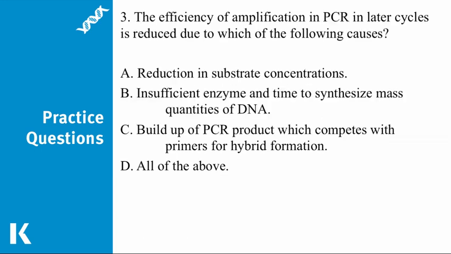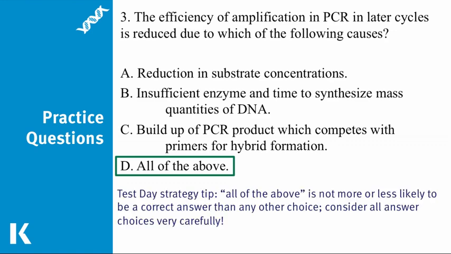The final practice question gives you some experience troubleshooting biotechnology processes. D is the correct answer. PCR needs the right balance of substrates, enzymes, primers, polymerases, and time to produce large amounts of high-quality DNA. Although it was correct on this particular instance, on test day, all of the above is not more likely to be correct than any other answer choice, so be cautious when considering that option.